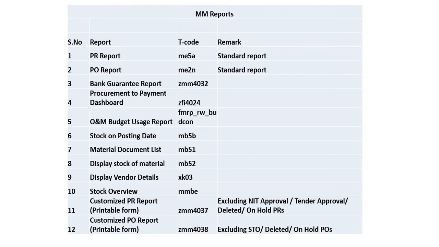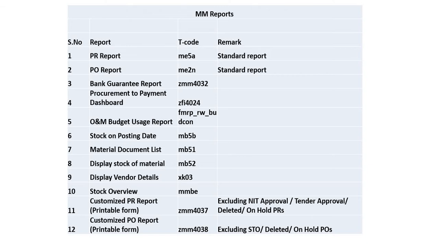First one is the PR report. The T code for the same is ME5A. Next is PO report. The T code for the same is ME2N. Bank guarantee report, ZMM4032. Procurement to payment dashboard, ZFI4024. That is the same dashboard we use for invoice parking. O&M budget usage report, that is FMRP_RW_BUTCON. Next one is stock on posting date, that is MB5P.